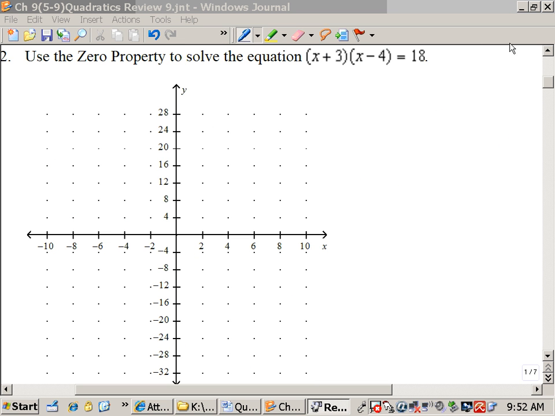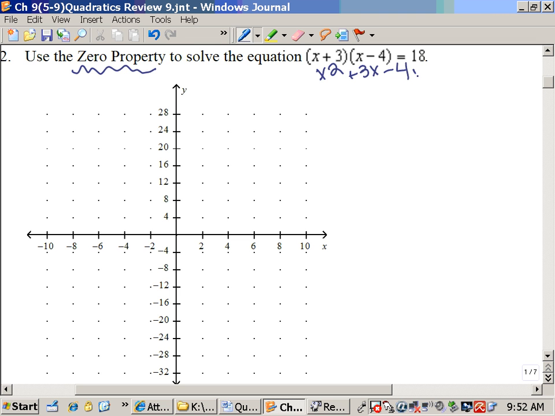Okay, here goes number 2. It says zero property. All that's telling you to do is to get equal to 0. So I can't equal 18. I have to equal 0. But I've got all this other junk first I have to take care of. So I'm going to FOIL. That gives me x squared plus 3x minus 4x minus 12 equals 18. That's x squared minus x minus 12 equals 18.